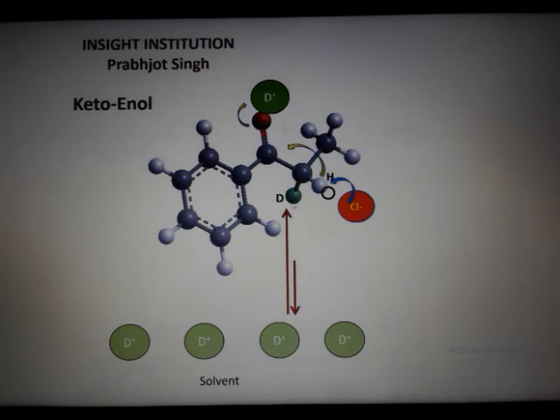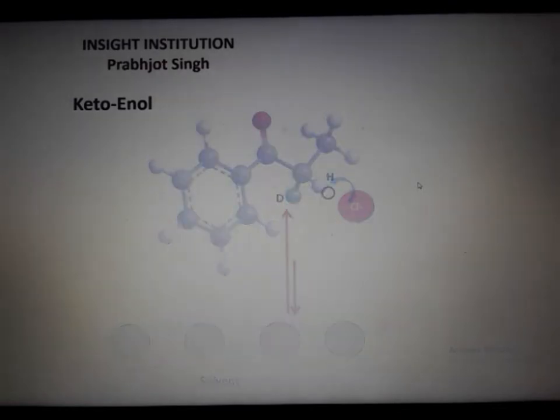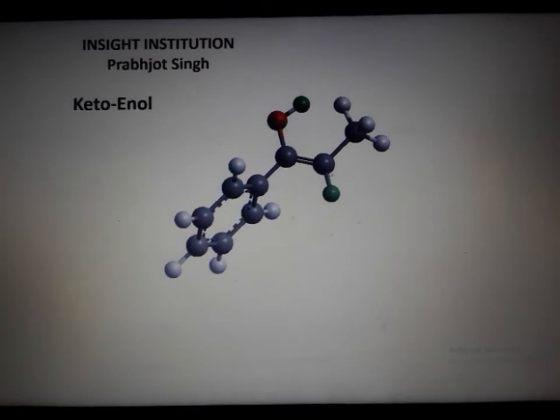Why not deuterium? Because when that reaction takes place, if this deuterium antibonding gets the electron, then deuterium will come to the solution, which is highly unfavorable due to Le Chatelier's principle, because there is already a high concentration of deuterium in the solution, right? So its possibility is there, but there is a higher selectivity for this proton. So as this hydrogen gets abstracted by the chloride and the deuterated bond is completely formed here, the product will change to enol form. This is how keto gets transferred to the enol form.